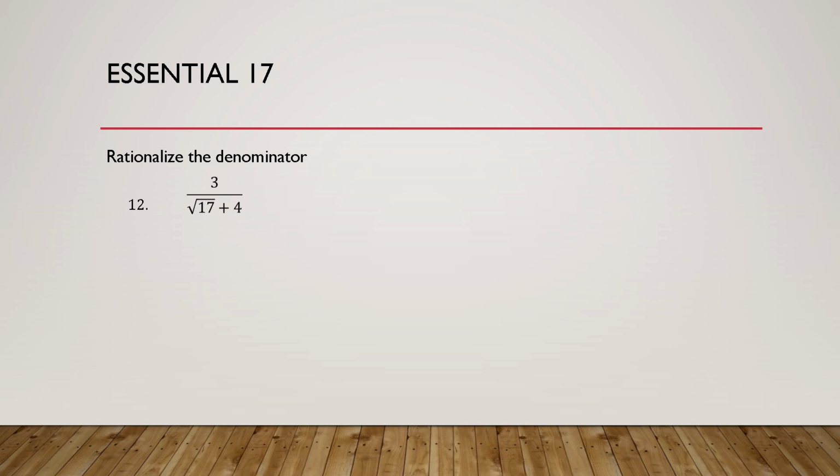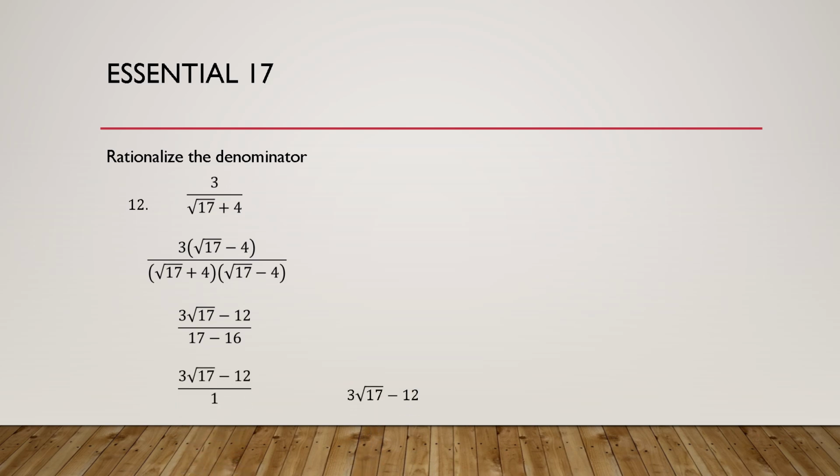Rationalize the denominator. 3 over the square root of 17 plus 4. To rationalize the denominator, we take the conjugate of the denominator, which is the square root of 17 minus 4, and multiply it by the numerator and denominator. This results in 3 times the square root of 17 minus 12 over 17 minus 16. The denominator simplifies to 1, which can be removed, leaving us our final answer, 3 times the square root of 17 minus 12.